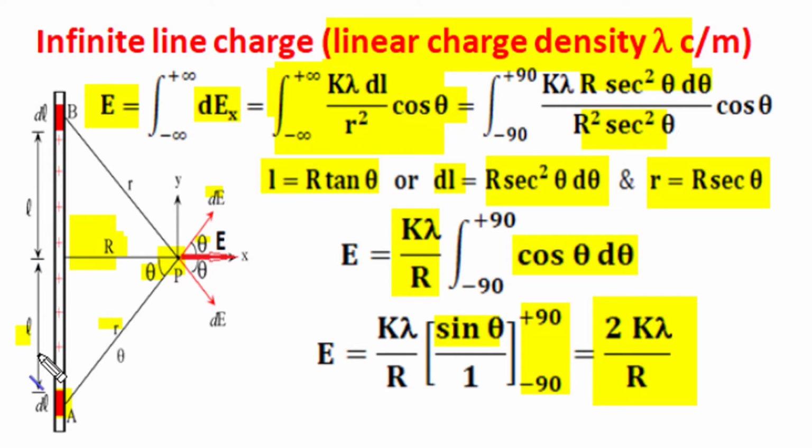If this length is not infinite but finite and only 2r, then at this mid bisector position this angle will become 45 each, and with limits plus 45 and minus 45 we get the electric field of this limited 2r length of line charge density lambda as root 2 times k lambda over r. That means this small length section of 2r length will produce electric field at this r distance position P by root 2 times that of infinite length, and it is true.